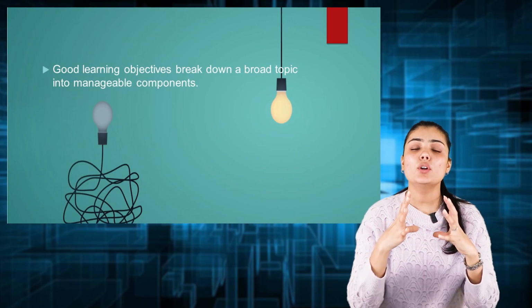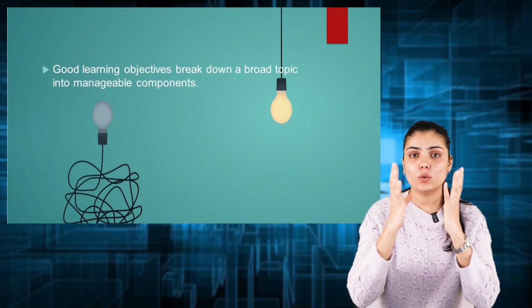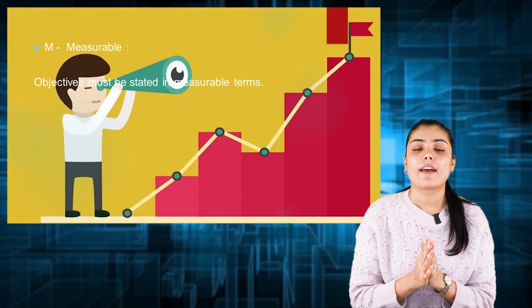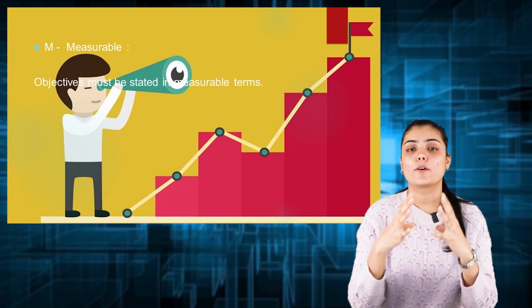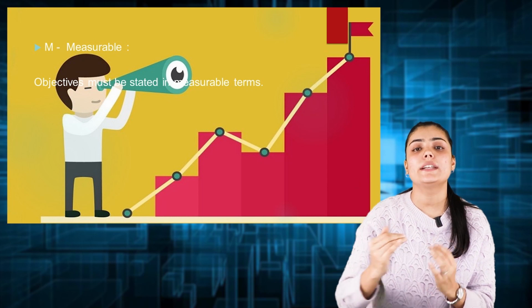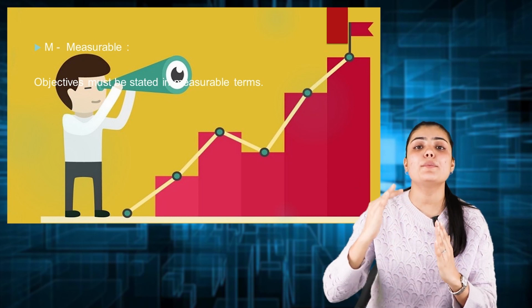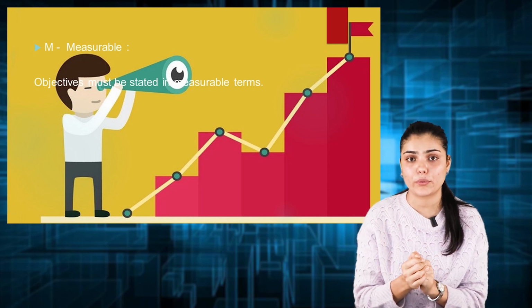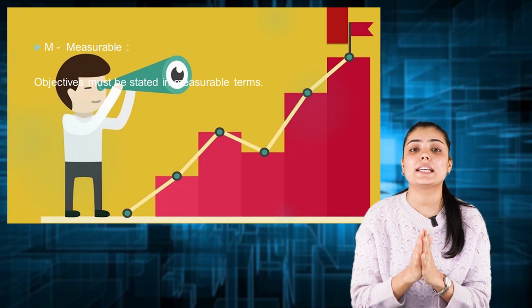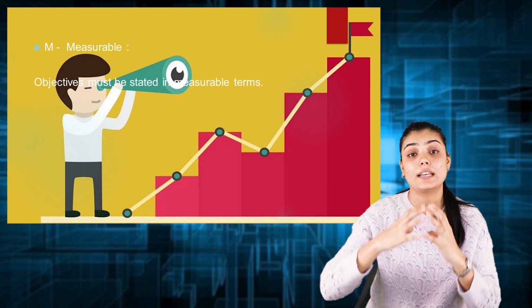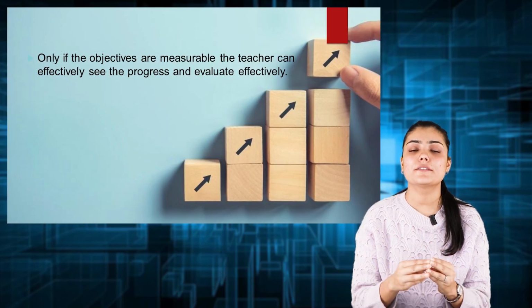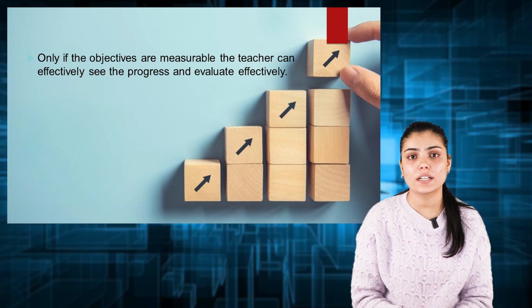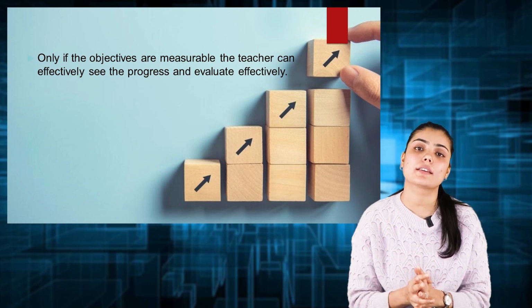So a good learning objective breaks down a huge topic or a big component into small parts, which is manageable. The next one we have is M, which stands for measurable. For any given activity to be carried out and to see if there's any progress, we must make sure that the objective or the goal that we have is measurable. So, objective must be stated in a measurable form rather than in an ambiguous manner. Only if the objectives are written in measurable terms, the teacher can evaluate the effectiveness of the class and see the progress in the class effectively.